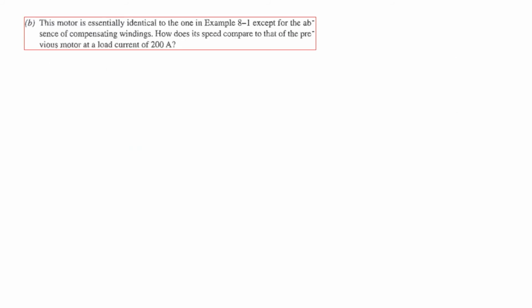Okay, now the second part, to compare between the speed of 8.1 and this 8.2. The motor essentially is identical to the one in example 8.1 except for absence of compensating windings. How does this speed compare to that of the previous motor at a load current of 200 amperes?